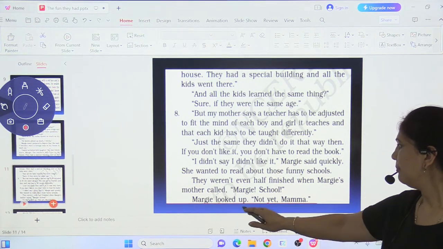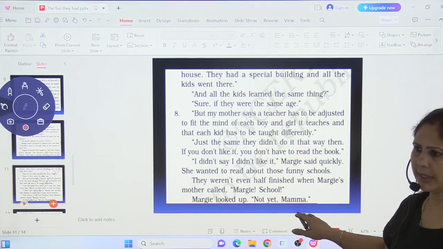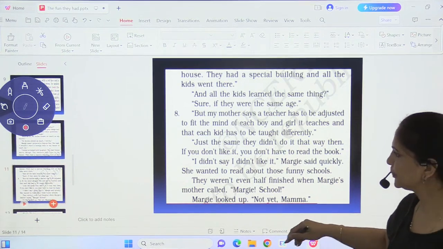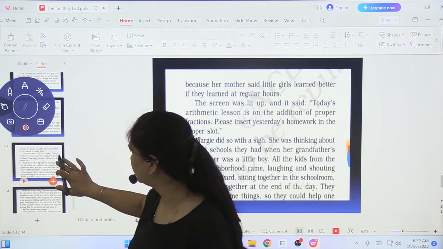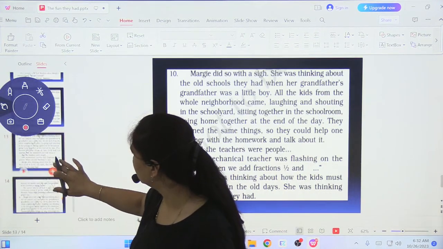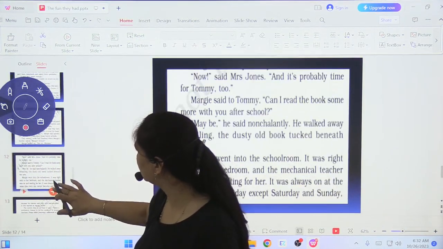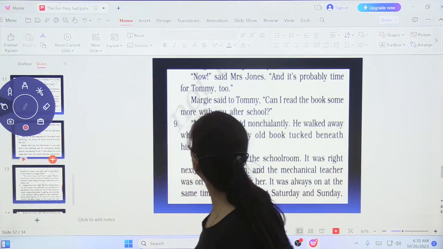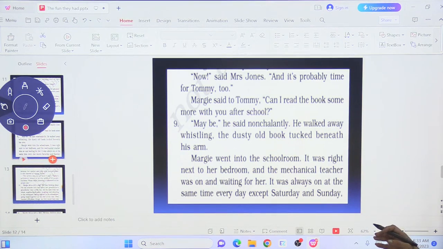Margie looked up. Not yet, Mama. So she screamed, no, Mom, I don't want to study right now. Now, said Mrs. Jones, it's probably time for Tommy too. So she did not listen to Margie and she said, no, this is the right time, and I hope this is the time for Tommy also to go to his school.